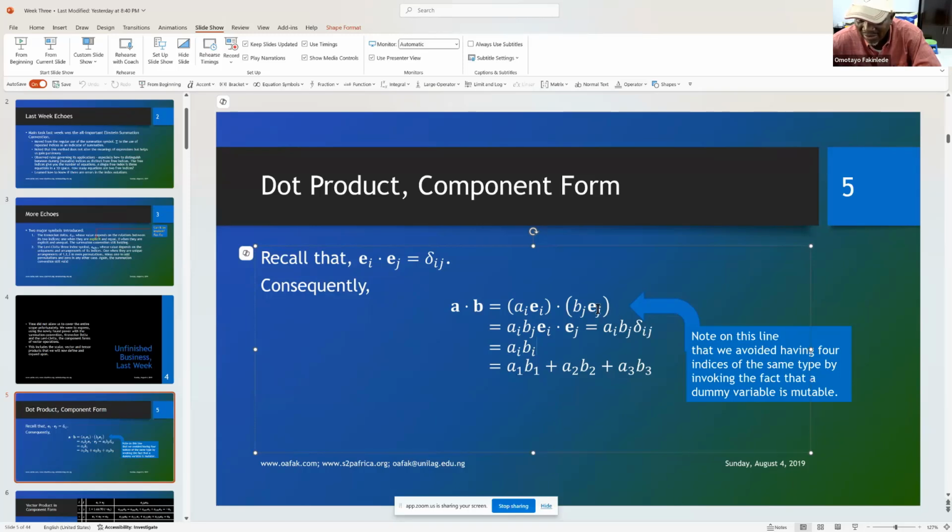Note that on this line, we avoided having four indices of the same type by invoking the fact that a dummy variable is mutable and you can use any other symbol. If i and j are not available, you can use alpha, beta, or any other symbol to make sure that in an expression, a dummy index is not repeated more than once. Otherwise, we would have written A_i e_i dot B_i e_i. If we did that, then you have a single expression with four i's, which would have been wrong.